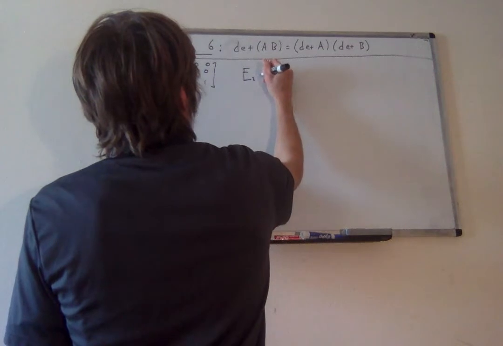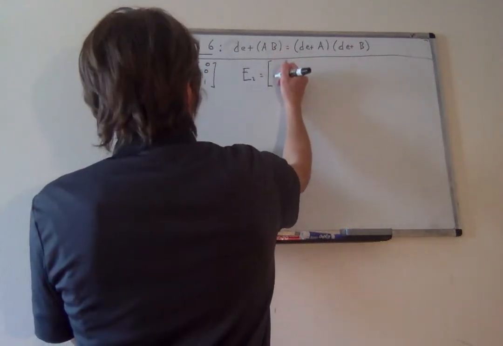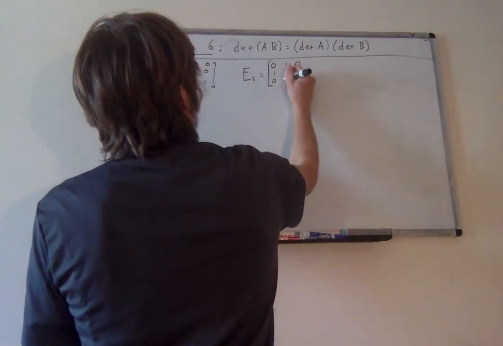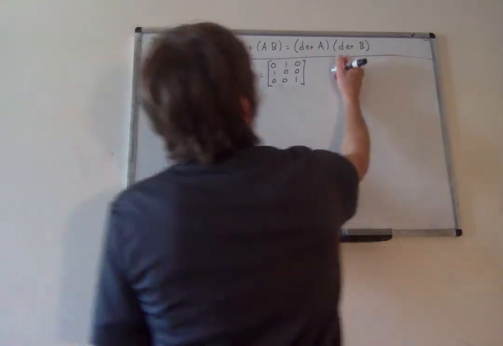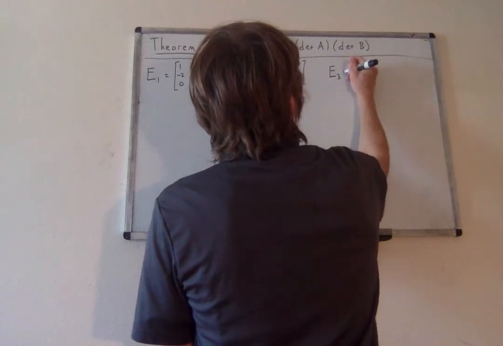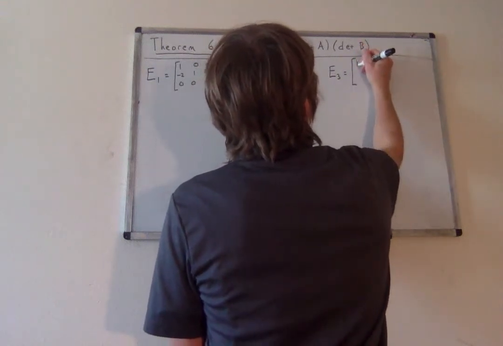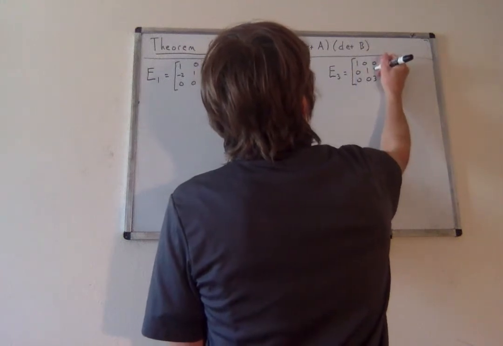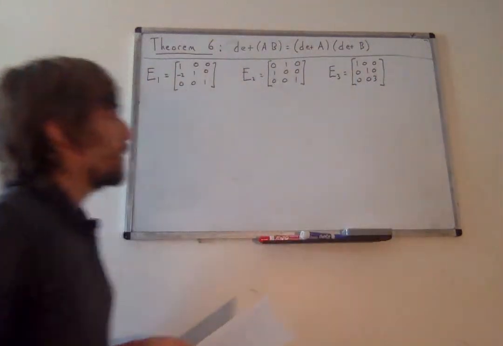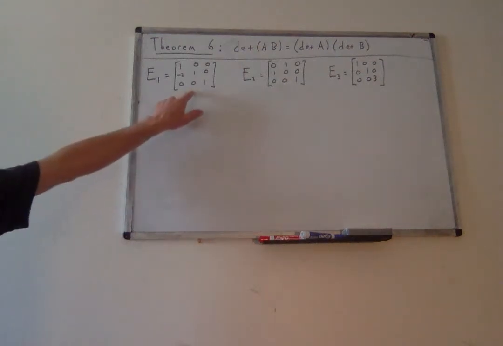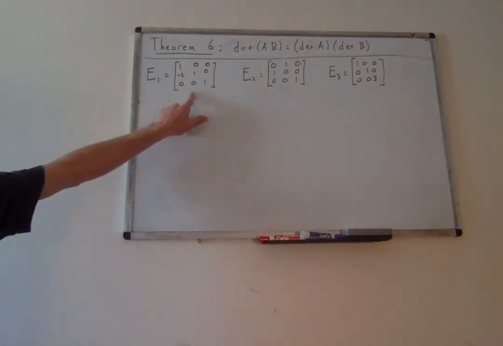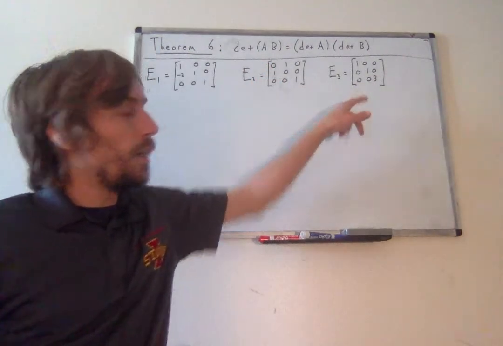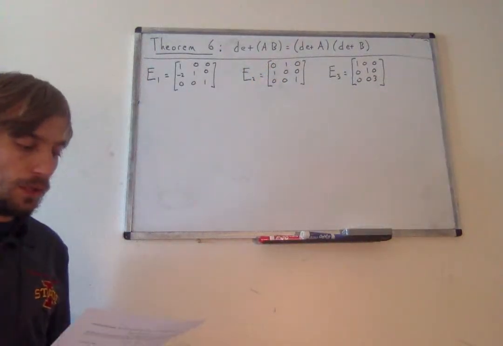E2, which is equal to 0, 1, 0, 1, 0, 0, 0, 0, 1. And E3, which is that matrix. So again, this corresponds to -2 row 1 plus R2. This corresponds to the row swap of R1 and R2. And this corresponds to R3 times 3.